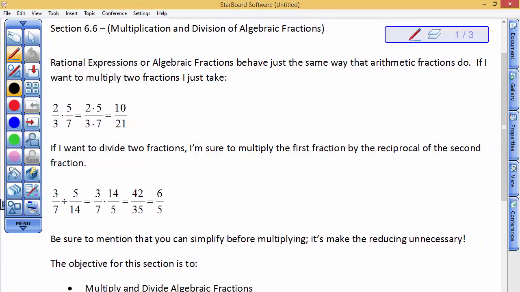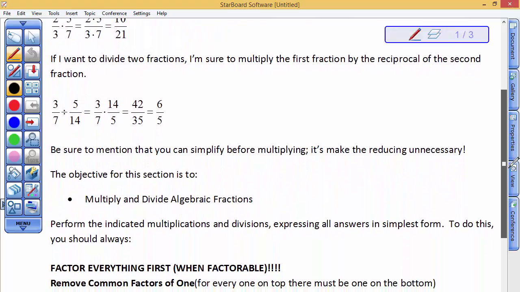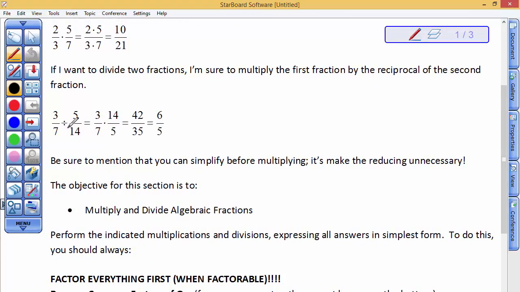So rational expressions, or algebraic fractions, behave just the same way that fractions do in arithmetic. If you want to multiply two fractions, you can just take their numerators and multiply straight across, and their denominators and multiply straight across. And you are done if there is no reducing to be done. The problem that I set up here had all prime numbers, a 2, a 3, a 5, and a 7. So I didn't have any reducing that could be done. I'll show you where there would be some reducing in the next problem.